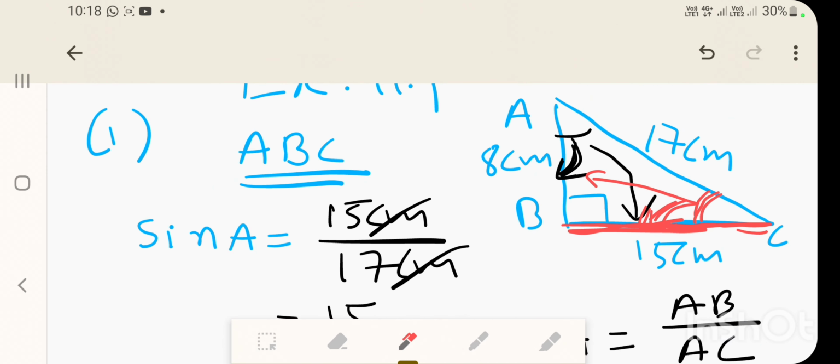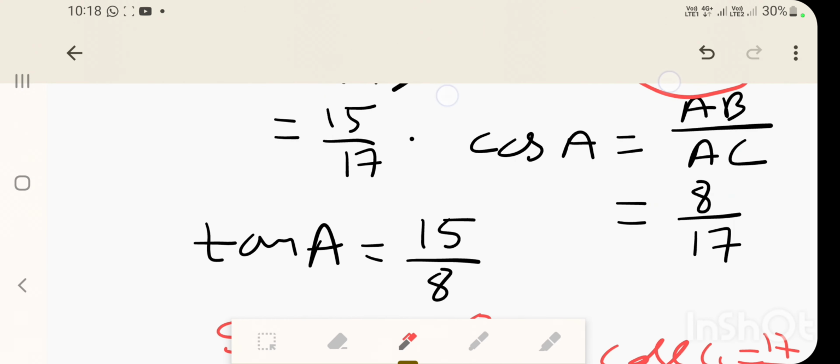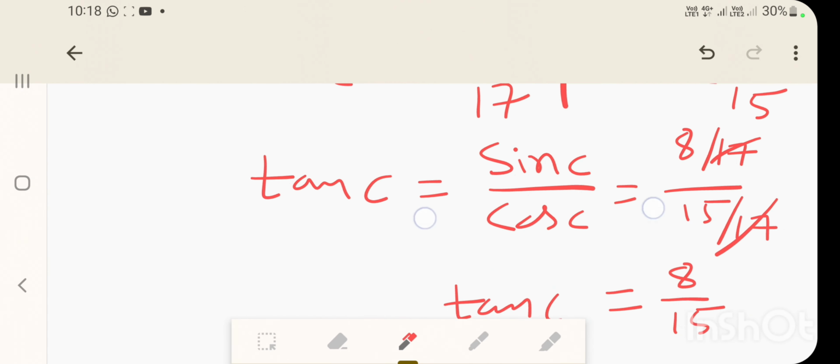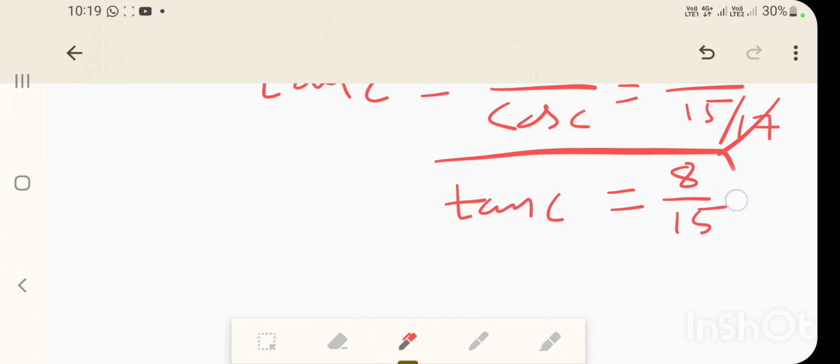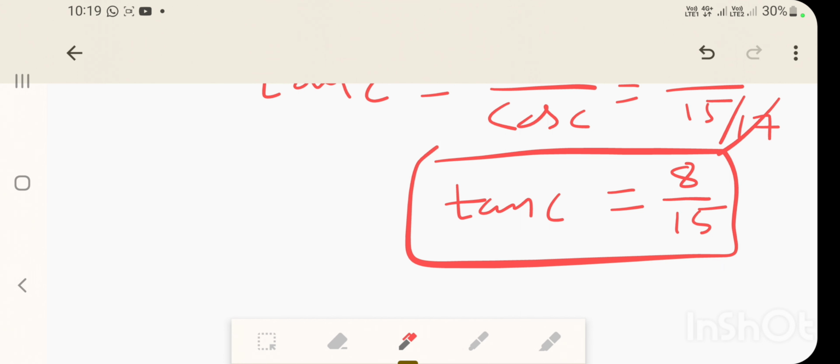If you directly look at the diagram and want to find tan C, that is the opposite side to angle C divided by the adjacent, that is 8 by 15. That is what we got here, 8 by 15. So from the diagram also we can calculate.